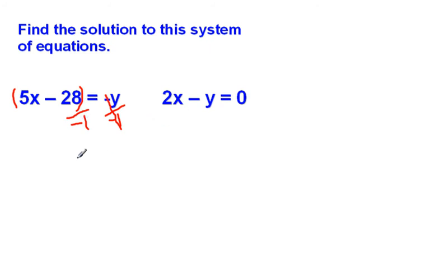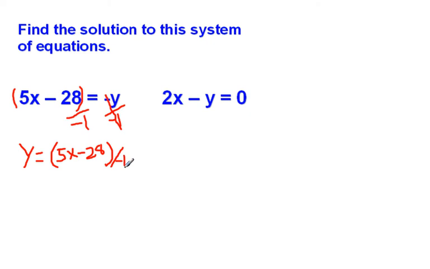Now I'll rewrite it here. I'm going to rewrite it as y equals parentheses 5x minus 28, and all that divided by negative 1.